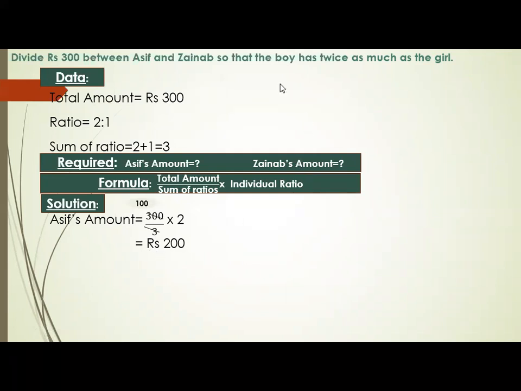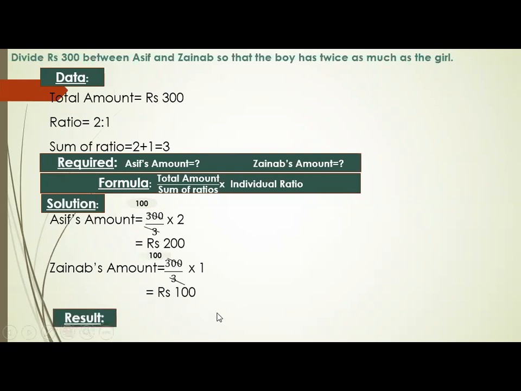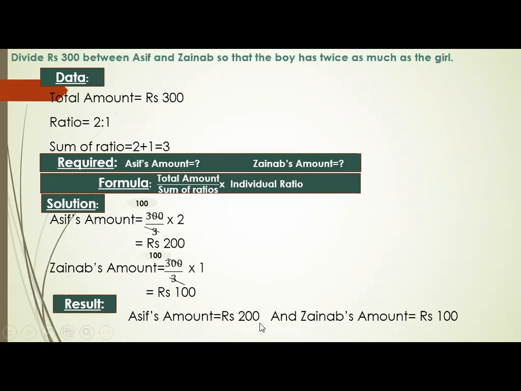Now next is Zainab's amount. Students, can you write down in the chat box what will be the difference between Asif's amount and Zainab's amount? The difference, very good, will be the individual ratio. So Zainab's individual ratio will be 1. Again the cancellation is like that: 300 over 3 is 100, and 100 into 1 is rupees 100. So the result is: Asif's amount is rupees 200 and Zainab's amount is rupees 100.